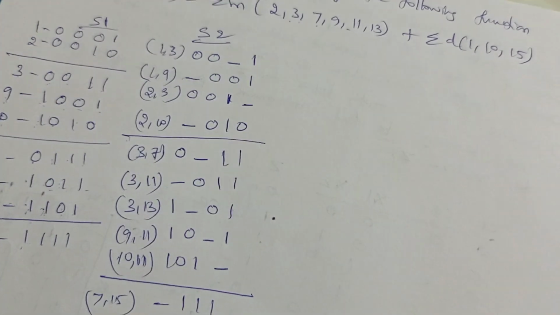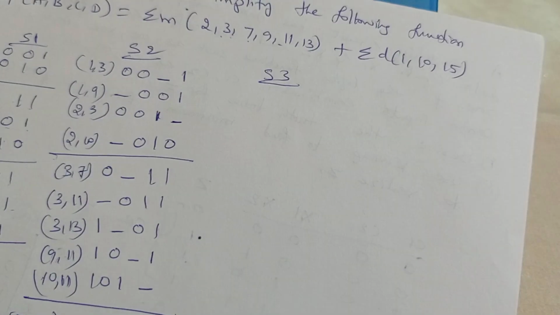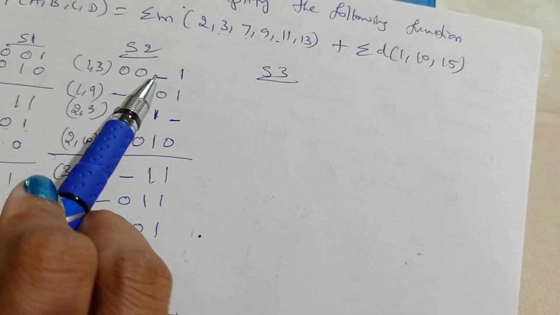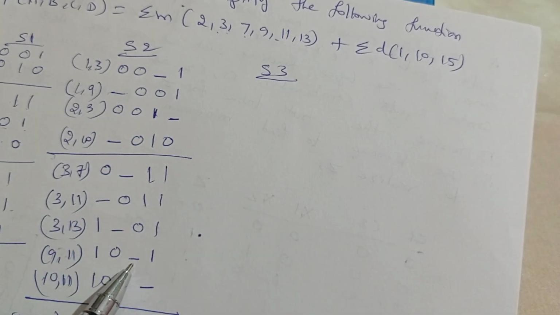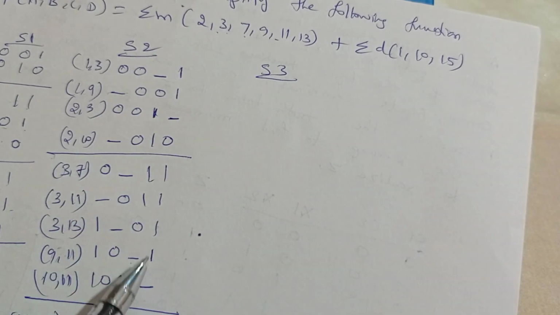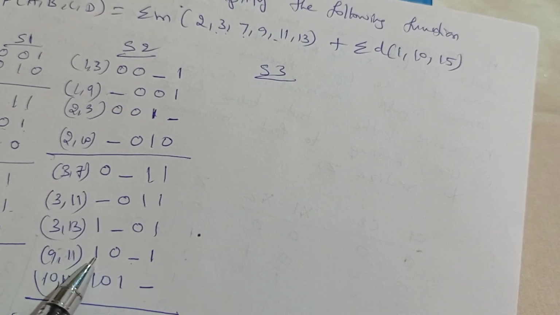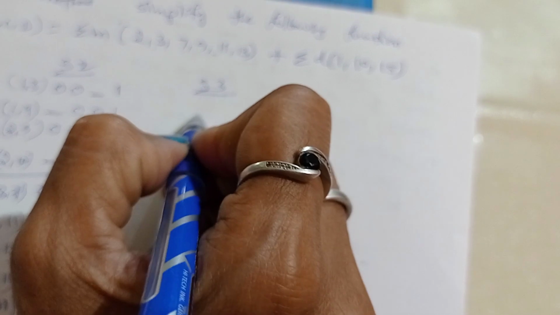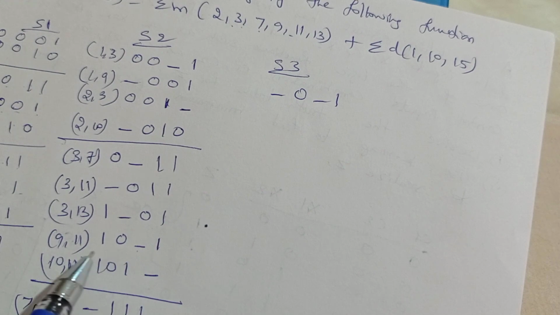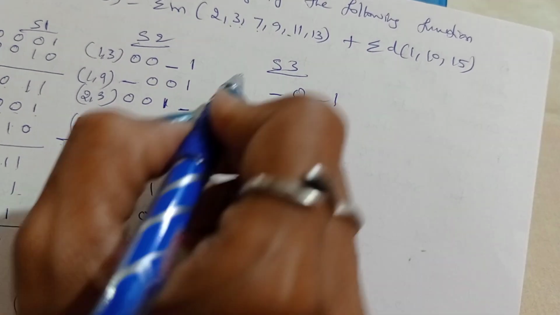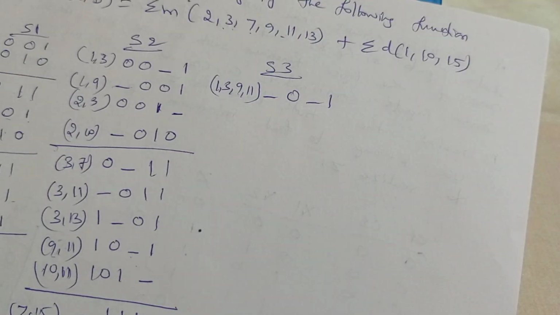Stage 2 is completed. Now we'll see stage 3. Same compare. Now check for second place hyphen. Only one is there, so check how many changes. 1 is constant, hyphen constant, 0 constant. Here one change. That is hyphen 0, hyphen 1. Hyphen 0, hyphen 1. That is 1, 3 with 9, 11.